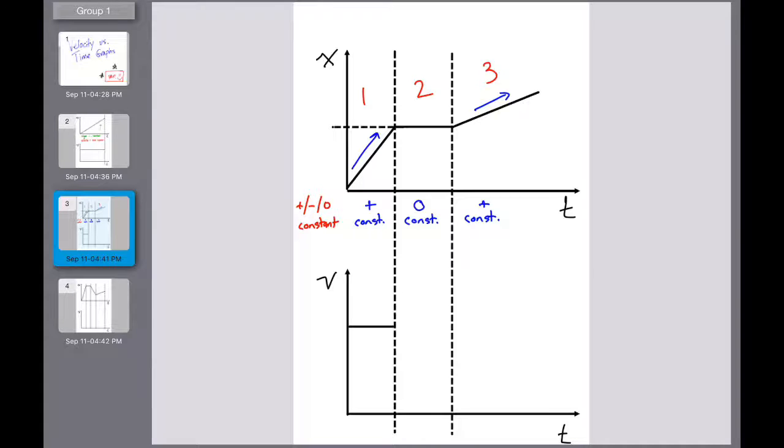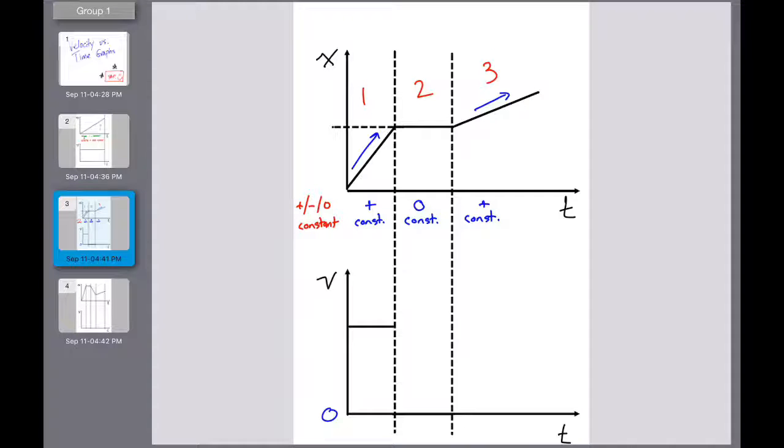Then I have a velocity of 0, all right? So this line right here is going to find itself placed right on the x-axis there, because that right there represents a velocity of 0. And then finally, at the end, we also have a positive constant velocity.